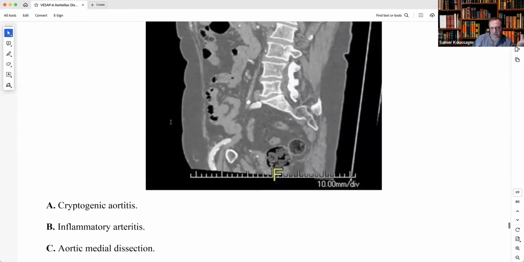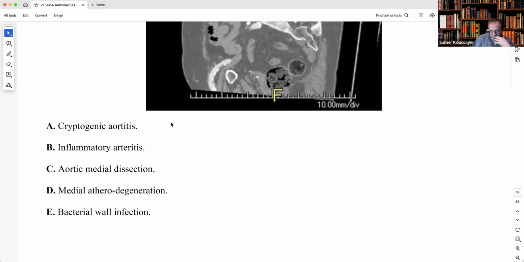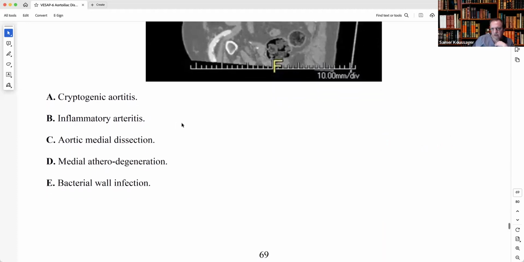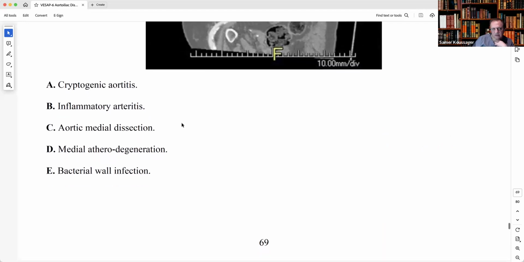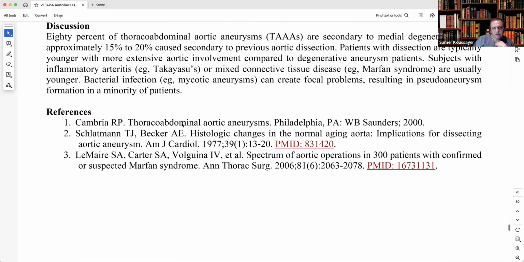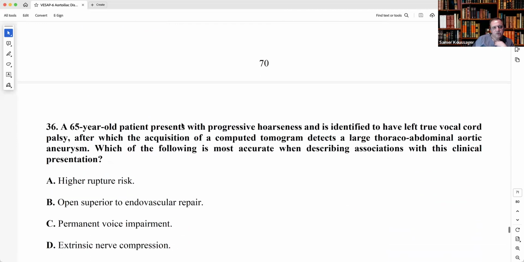Because it could be mycotic. You can have mycotic at any age, but arthritis and connective tissue disease occur at an early age. So this one is most probably medial degeneration, which is atherosclerotic disease. Again, it's not a straightforward question. There's not much to argue; it's not like we can discuss it. You just have to remember these numbers. So, okay, let's go to the next question.